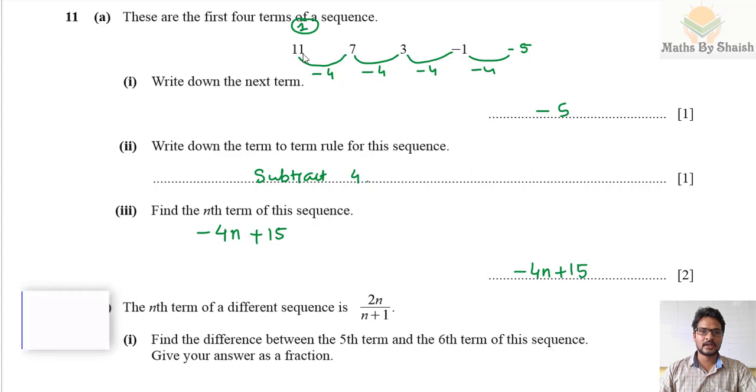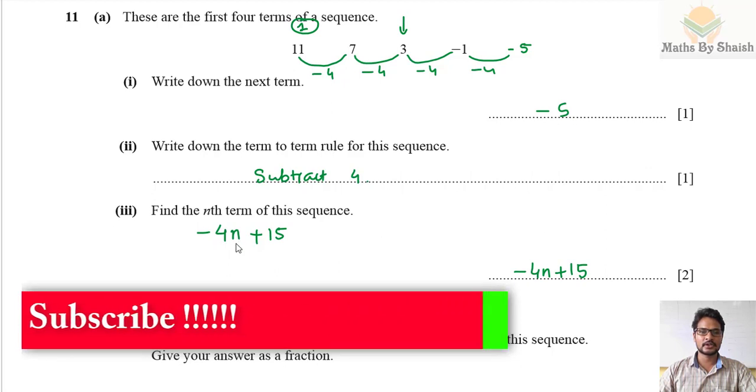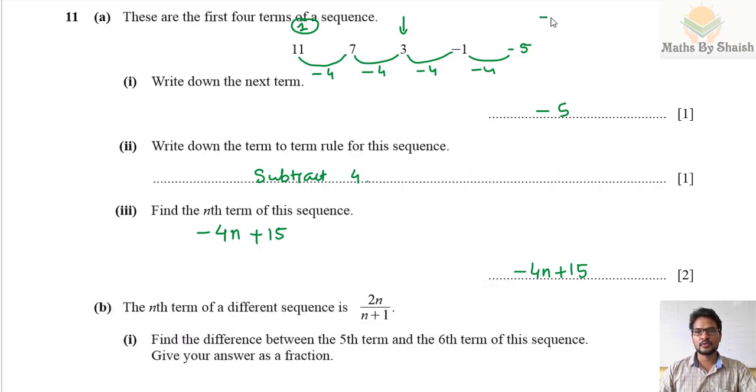-4 times n plus 15. It's not that we have to choose the first term. We can choose any term, let's say the third term. n is 3, so -4 3s are -12, and -12 plus what will give us 3, and that is of course 15. So that's the -4n plus 15.